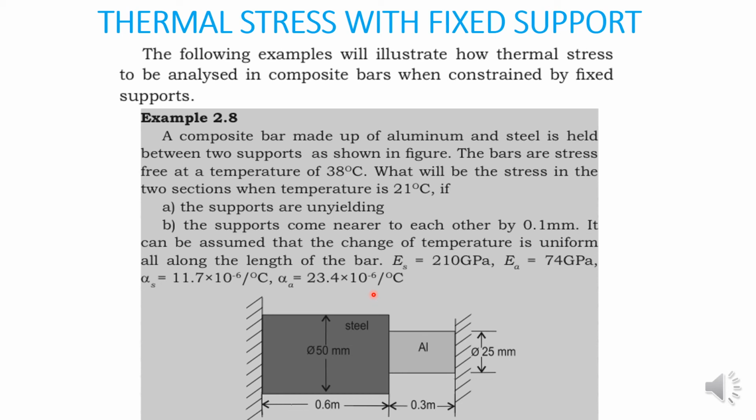In this case, as you can see, both the ends of the bars are fixed. That means if the expansion is prevented, stress will be induced in both bars, that is steel and aluminium. So we have to find out the values of that stress in two cases, that is when the supports are unyielding and when the supports come nearer to each other by 0.1 mm.